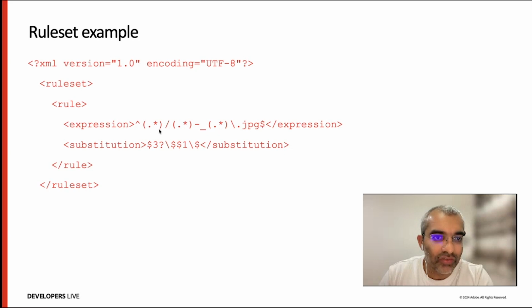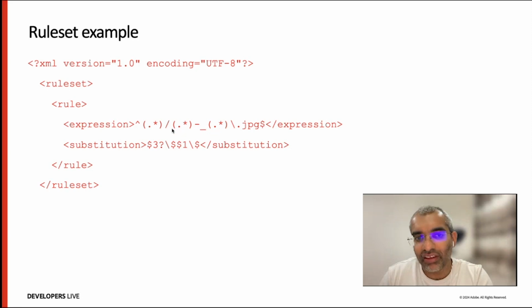Any set of characters before the slash, then after the slash, the same any set of characters, and then a hyphen and an underscore, which is a separator, then any set of characters, and finally ending in JPEG. What this rule set is saying is, take the first match and put it here as an image preset, and take the third match and put it here as a file name.